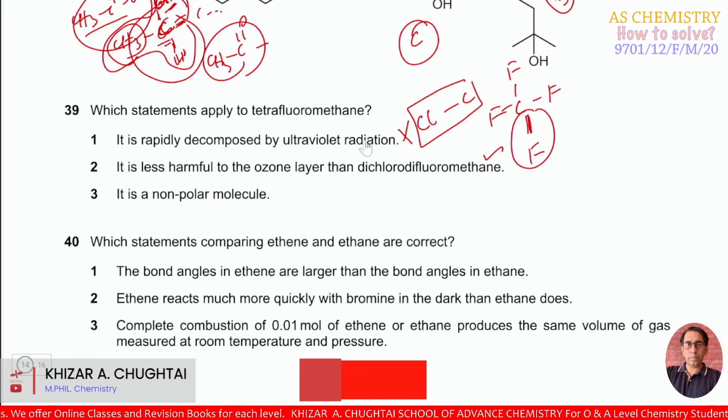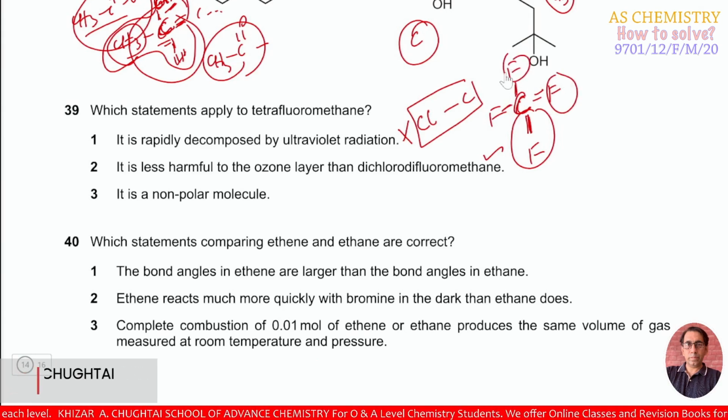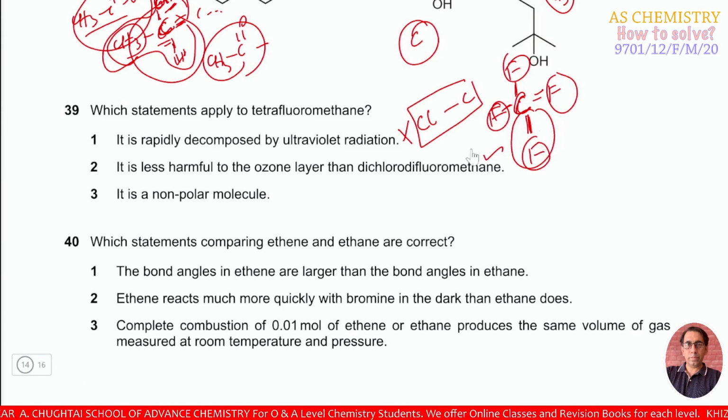It's a non-polar molecule. The central atom has all sigma covalent bonds around it, and all the atoms are the same. So yes, this molecule is non-polar. The central atom has all sigma bonds, and there is no lone pair. Number two, all the atoms are the same, so it will be non-polar. Its dipole moment will be equal to 0. Yes, it is true. So 2 and 3, once again, C is the correct option.